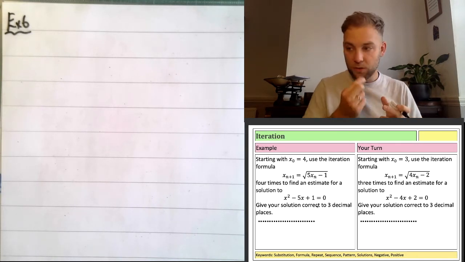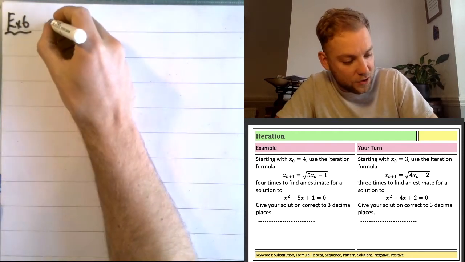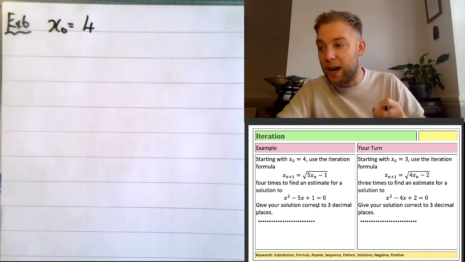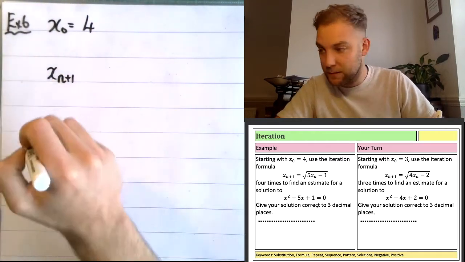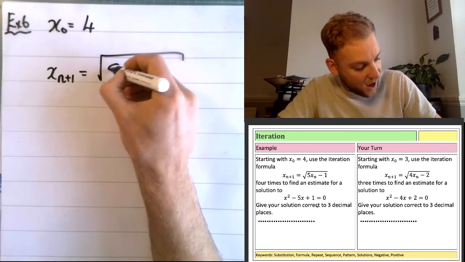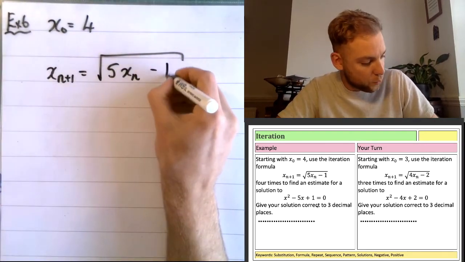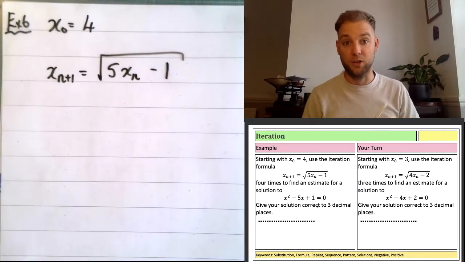Okay, so it's actually given us our first term. We always know this. My first term in this one, x0, is equal to 4. Now my iteration formula in this case is my next term is equal to the square root of 5 times my previous term minus 1. Okay, so my next term is 5 times my previous term minus 1.